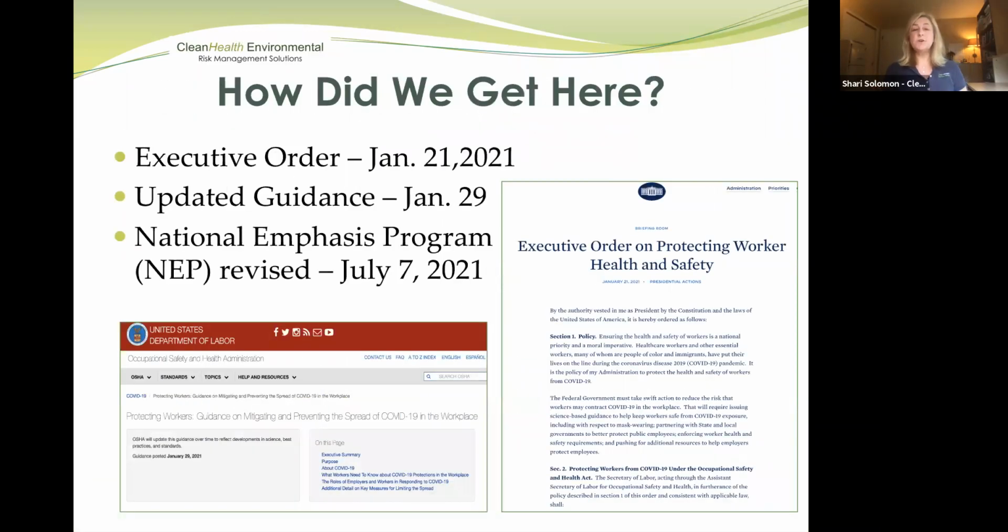So let's go ahead and get started. We're going to really parse through how we got here and then what the OSHA regulation requires, the emergency temporary standard, and then we'll delve into how you comply with that.